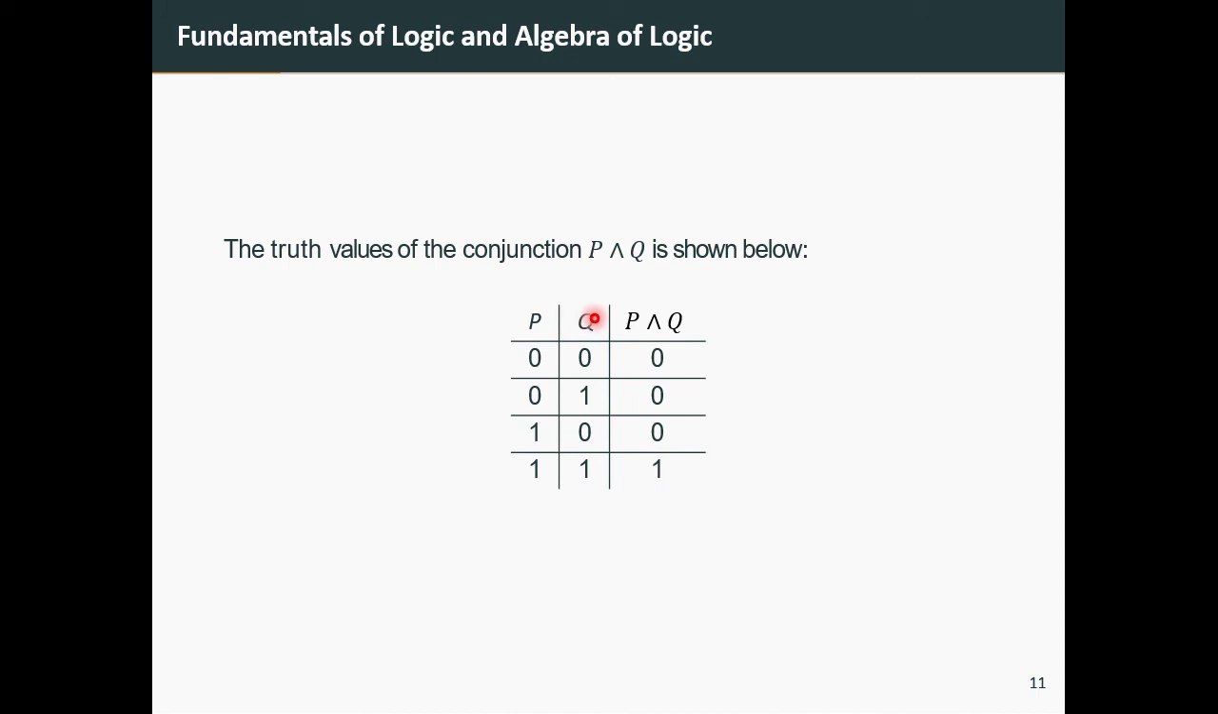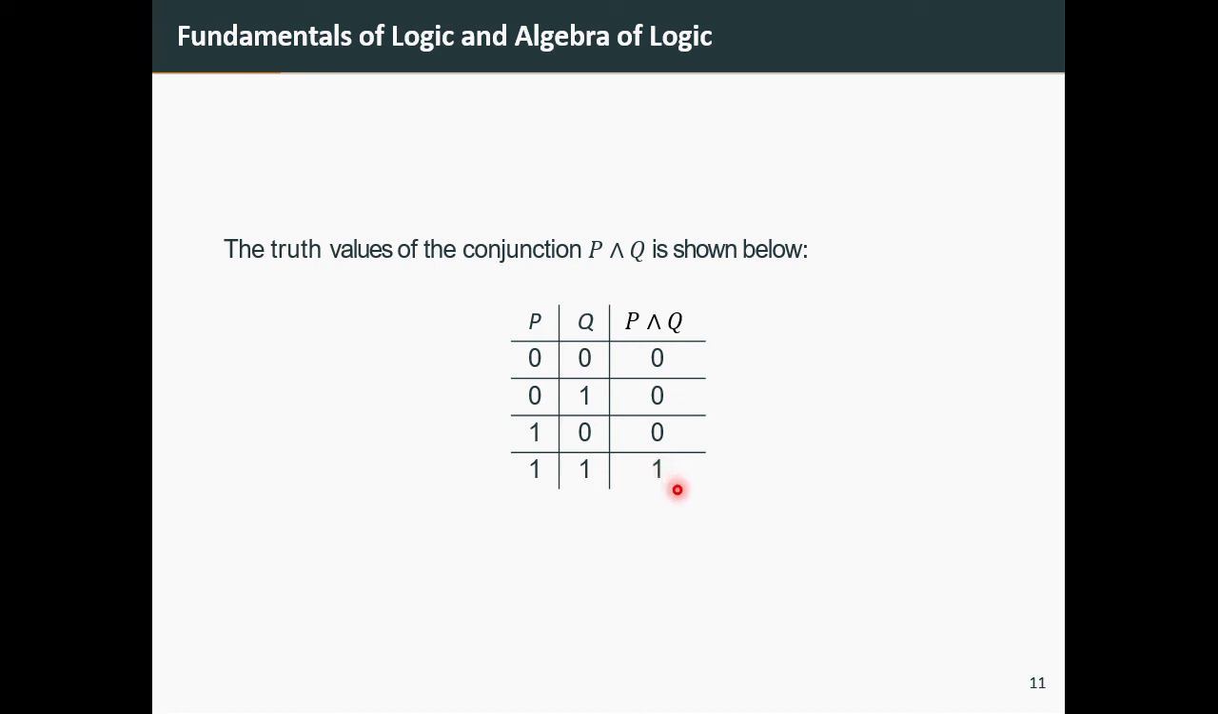So in the truth table, if P and Q are both false, the conjunction is false. If P is false and Q is true, the conjunction is still false. If P is true and Q is false, the conjunction is still false. However, if P and Q are simultaneously true, then the conjunction is also true.